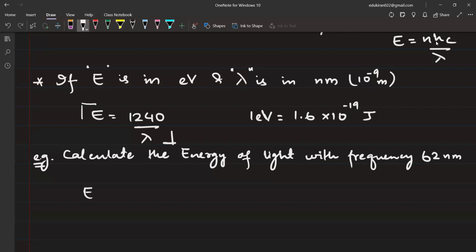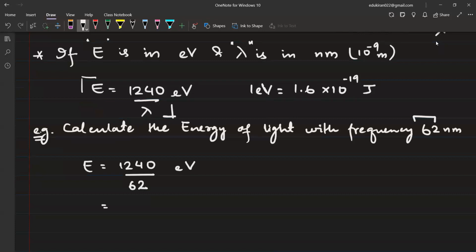E is equal to 1240 divided by lambda, and whatever value you get will be in electron volts. What is the value of lambda? 62 only. So just write 62. Now this is just half of 124, so 62 twenties are 1240. You will get 20 electron volts.